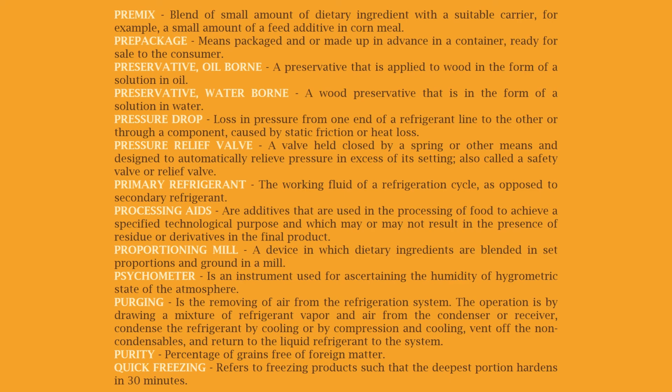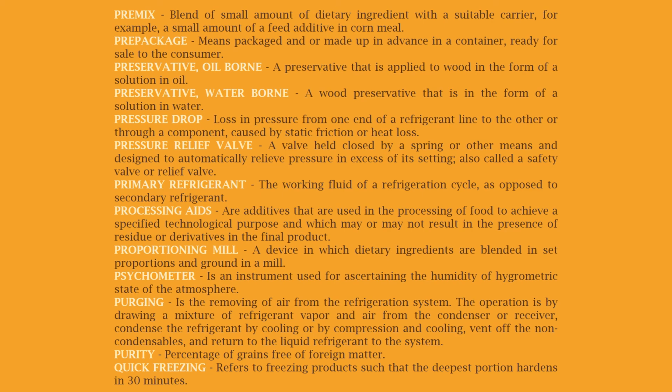Processing aids are additives that are used in the processing of food to achieve a specified technological purpose and which may or may not result in the presence of residue or derivatives in the final product. Proportioning mill. A device in which dietary ingredients are blended in set proportions and ground in a mill. Psychrometer is an instrument used for ascertaining the humidity or hygrometric state of the atmosphere.